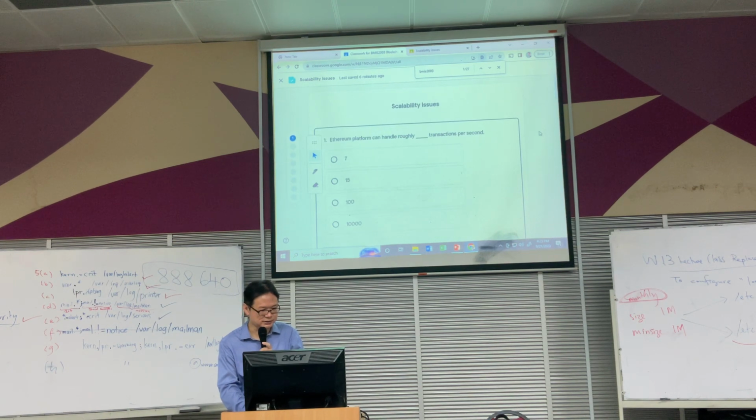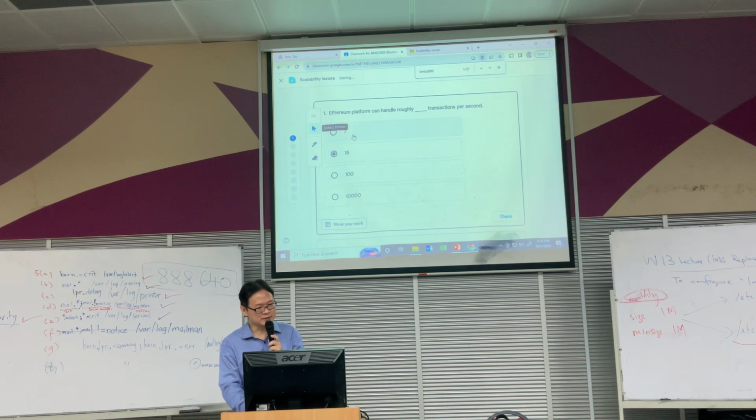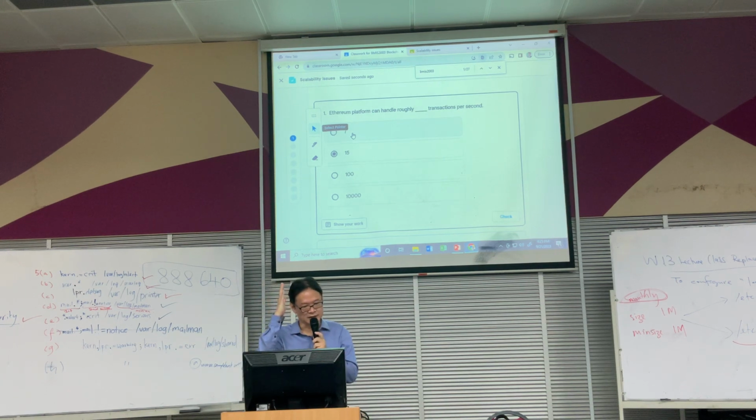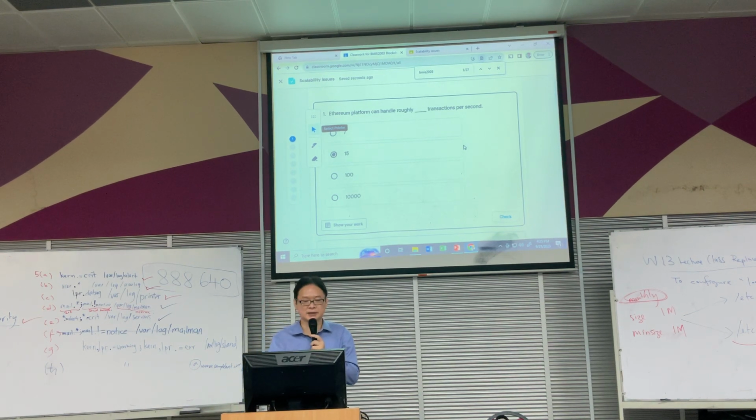First question: Ethereum platform can handle roughly how many transactions per second? One answer is 15. The 7 will be Bitcoin. This is just a rough figure. Roughly 7 or 8. Ethereum can be 20 also, but on average roughly 15. So it's very, very low. The transactions per second, TPS, is very low. So we need to tackle this scalability issue.